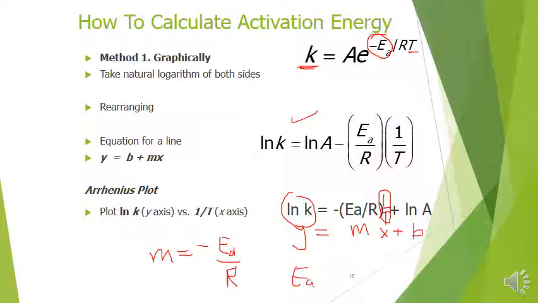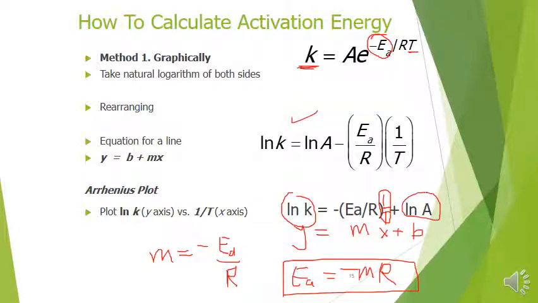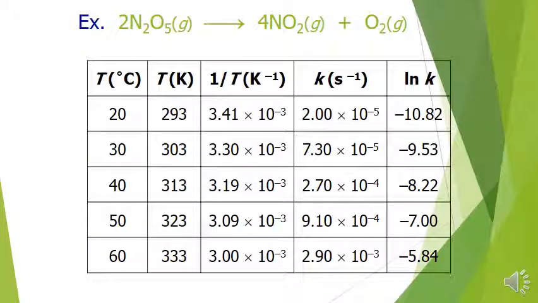So you get EA equals minus slope times R. Also, you can figure out A, because that'll be the y-intercept. So what you do is you plot the log of k on the y-axis over the reciprocal of T on the x-axis. Hopefully, you'll get a straight line, and when you get that straight line, you'll get a slope. And from that slope, you can find the activation energy.